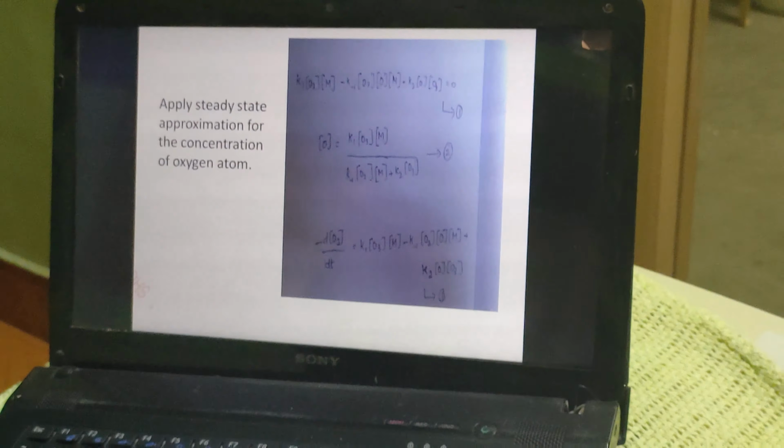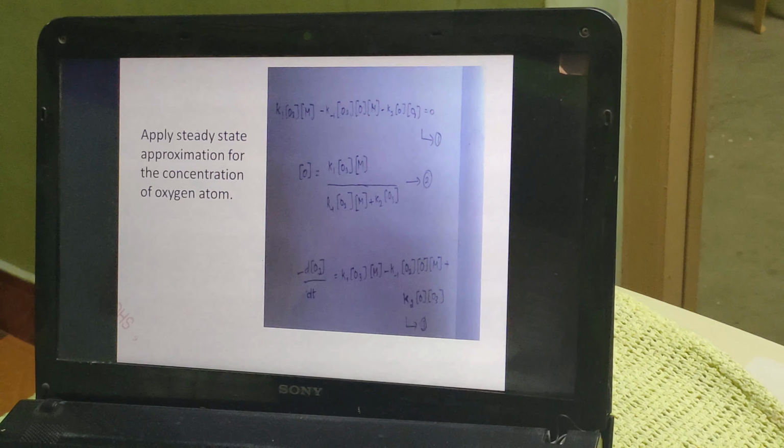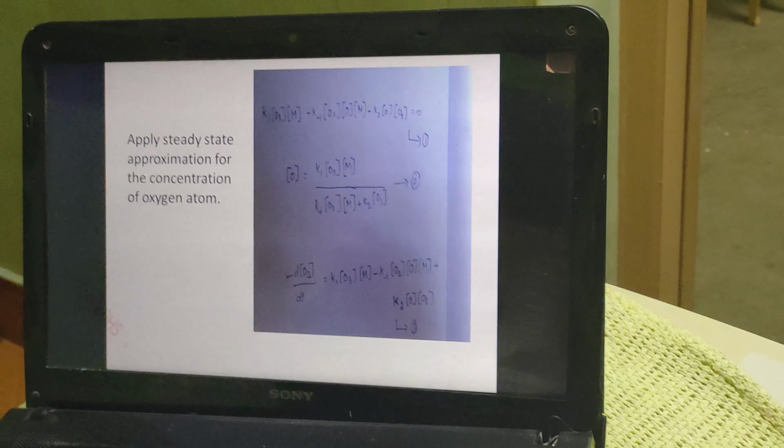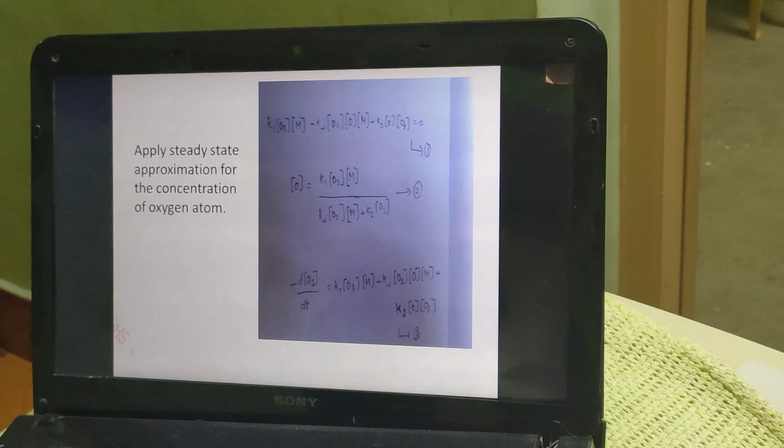Then we calculate the rate of consumption of ozone: minus d[O3]/dt equal to k1[O3][M] minus k-1[O2][O][M] plus k2[O][O3]. This is the third equation.